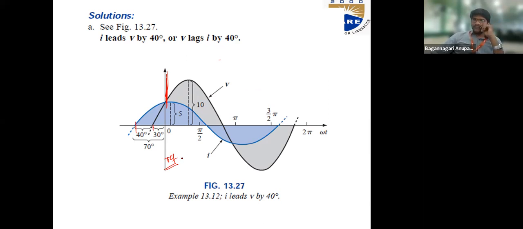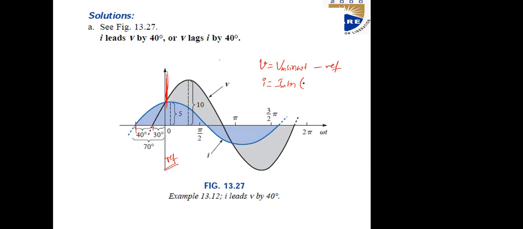Now, what is the best method to represent it if I take voltage as the reference? What's the other method we can write? I take this as a reference. So now what is the equation for I then? I am sine. What is the equation you can write here?